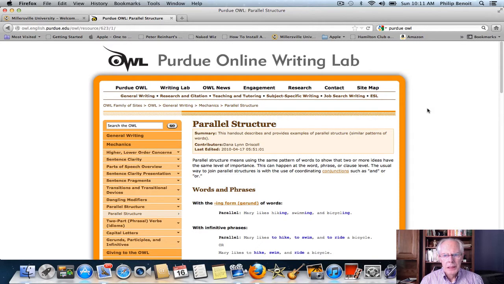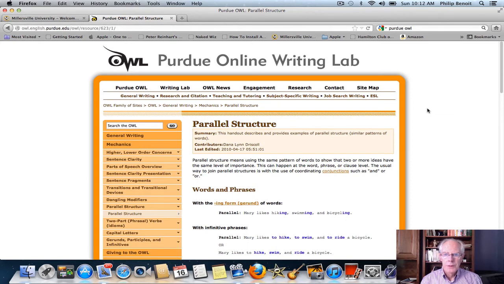Today we're going to talk about parallel structure. It's a term you often find, and I've put it in papers that I've marked up, written by students, to say you have not used parallel structure here, or to recommend that you use parallel structure for a stronger paragraph or a stronger sentence or a stronger essay overall.